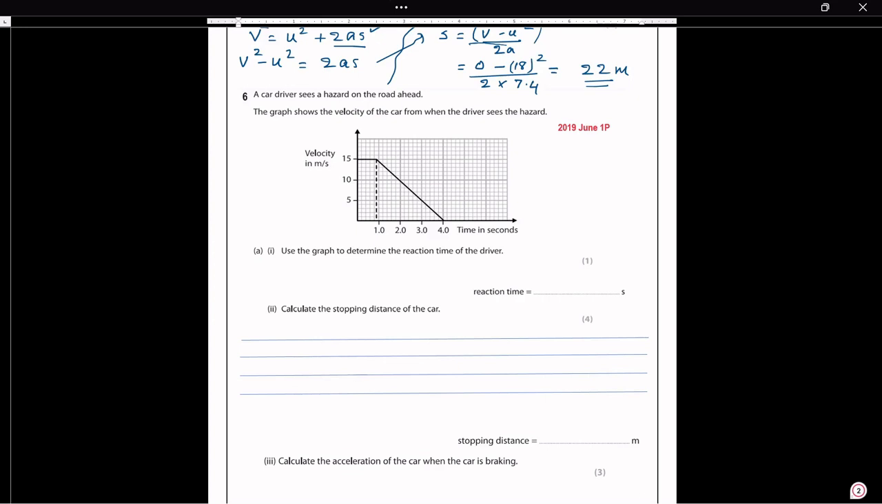From the graph you can see that the reaction time is this part. This part is the reaction time, and we can read it as 0.9 seconds. Calculating the stopping distance of the car.